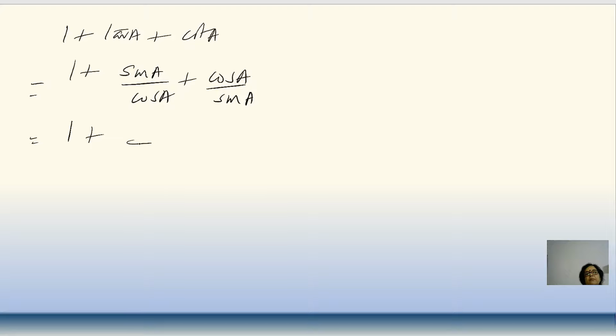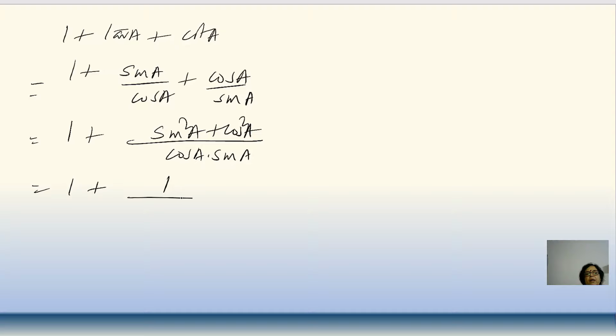So this becomes cos a into sine a. This becomes sine square a plus cos square a. So the numerator becomes 1 plus 1 by cos a into sine a. Now 1 by cos a is sec a, and 1 by sine a is cosec a, so we get 1 plus sec a into cosec a, which was the extreme right expression.